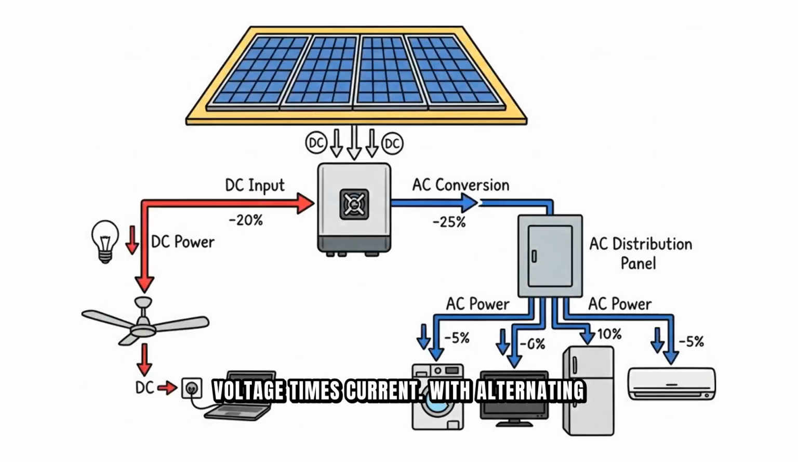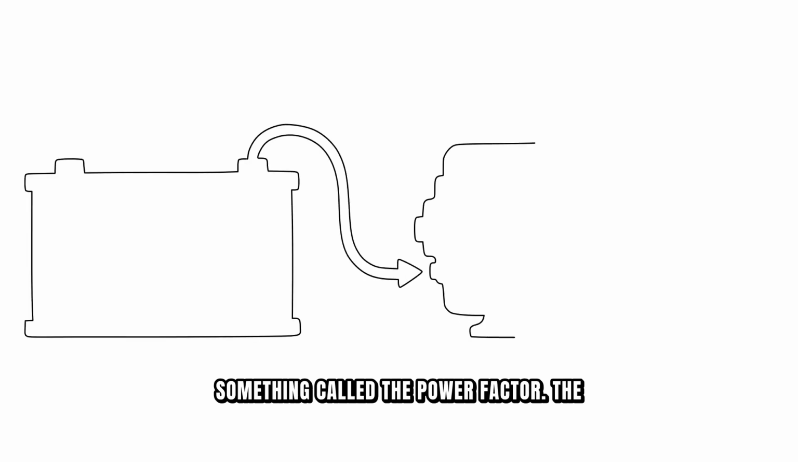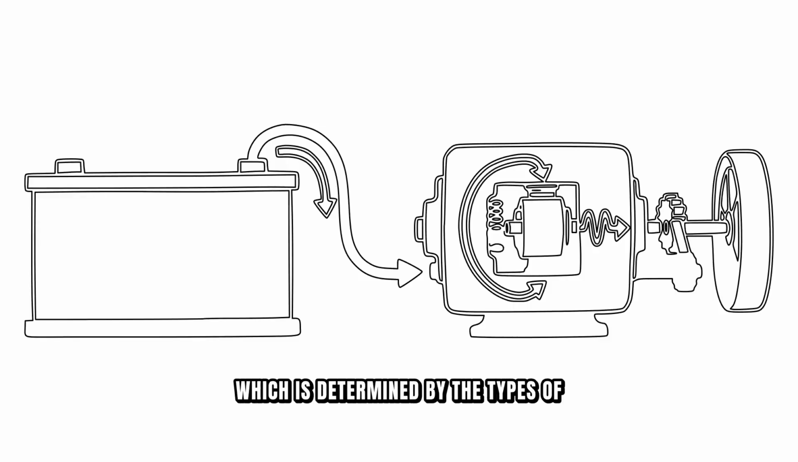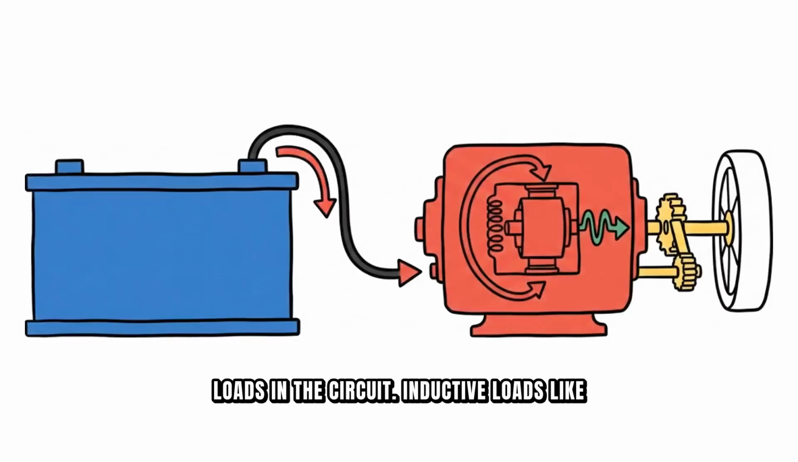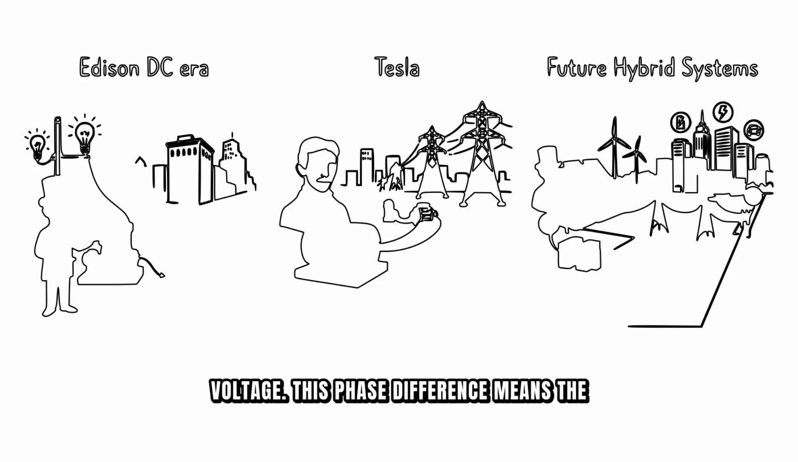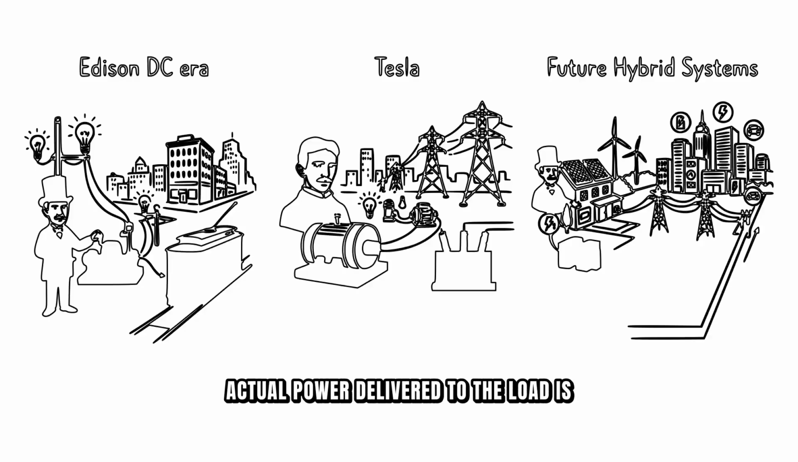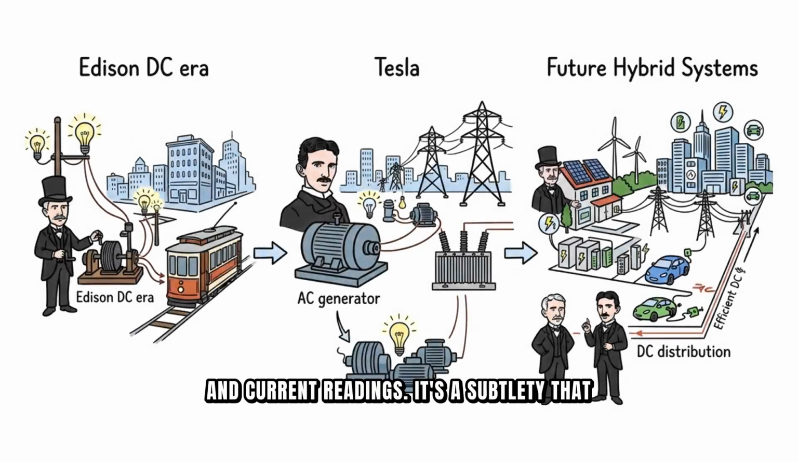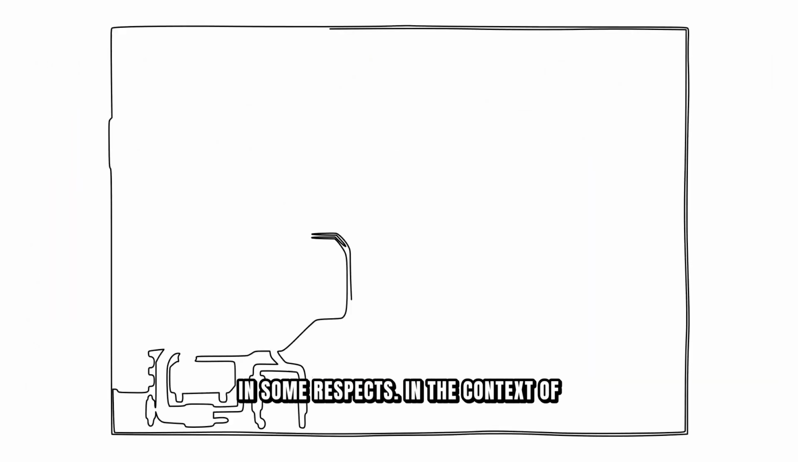With direct current, power is simple. It's just voltage times current. With alternating current, because the voltage and current are constantly changing, you need to account for something called the power factor. The power factor depends on the phase relationship between voltage and current, which is determined by the types of loads in the circuit. Inductive loads like motors and transformers can cause AC current to lag behind AC voltage. This phase difference means the actual power delivered to the load is less than the product of the voltage and current readings. It's a subtlety that doesn't exist with direct current, making DC systems simpler in some respects.